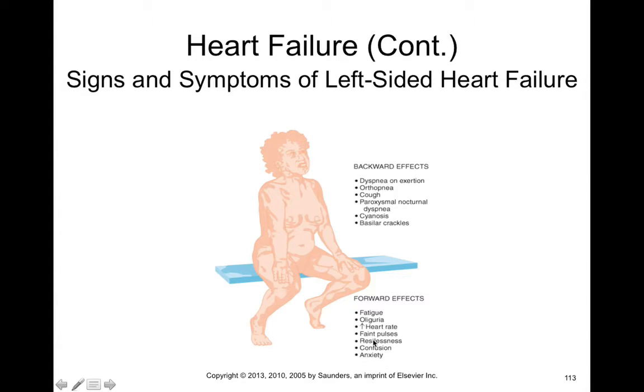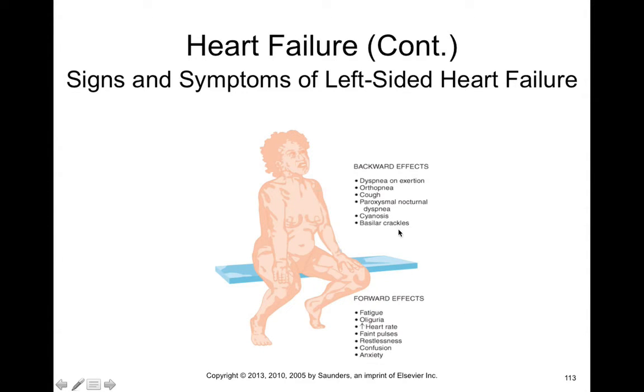from the left ventricle. Now, some of the backwards effects of left-sided heart failure would be things like shortness of breath on exertion, so dyspnea on exertion, orthopnea, cough, nocturnal dyspnea, so basically, difficulty breathing at night, cyanosis or bluing of skin, as well as basilar crackles. Basilar crackles is sort of like a crackling noise that you can hear emanating out of the lungs.